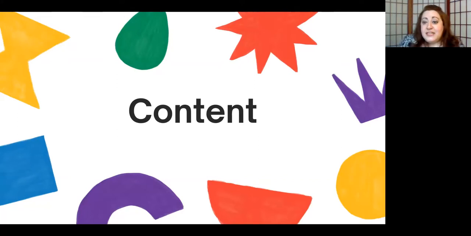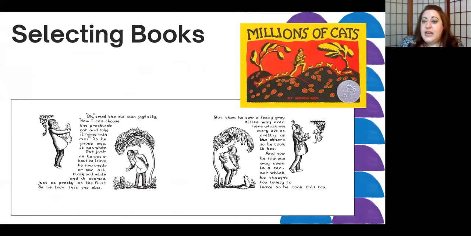Let's talk about content. And we're going to start with how to select books. And Kylie, we'll talk about your question later, okay? So what makes a good story time book? Here is just one random example of what I would personally call a not so good story time book. Anyone have thoughts about why I would say that?